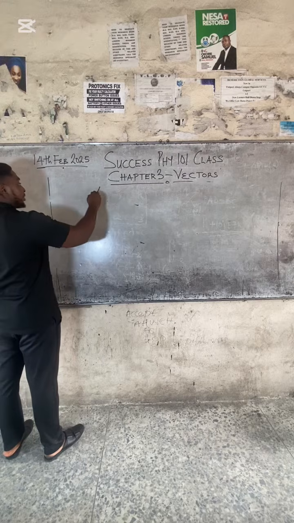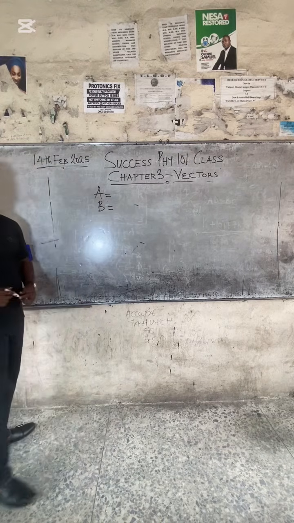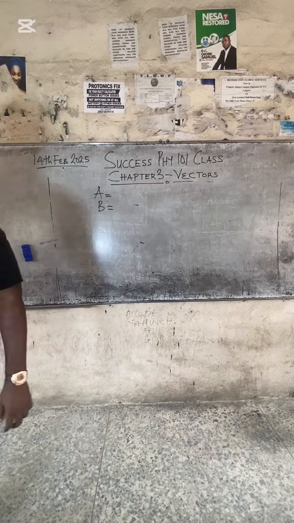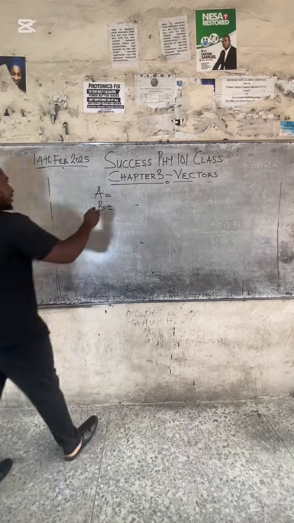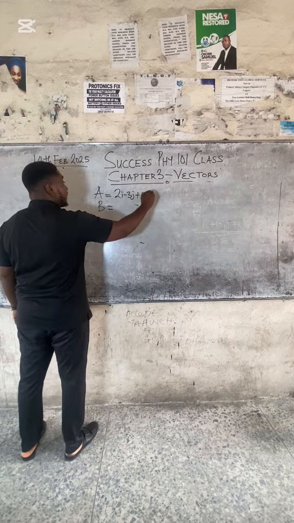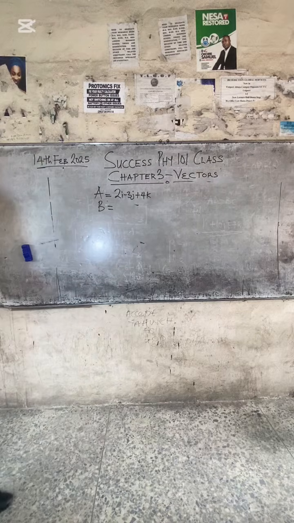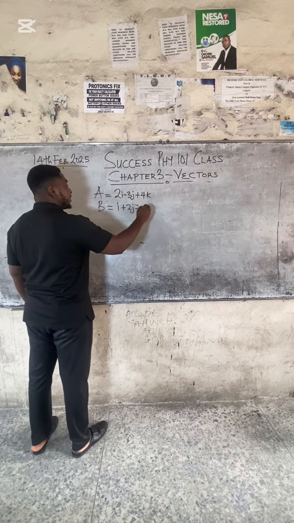Class, this one will not take time. It's just a formula I will give you. Let's use these two vectors A and B again. Our vector A is 2I minus 3J plus 4K, and our vector B is I plus 2J minus 3K.